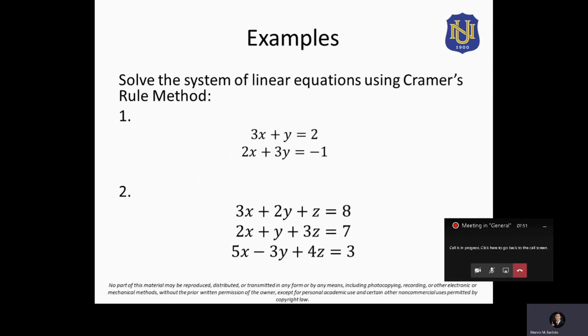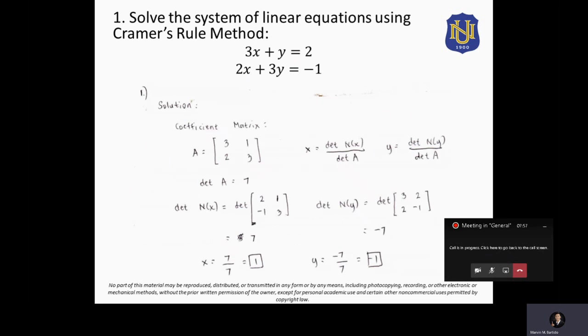Now, let's take this as an example. We're going to solve problem number 1 using Cramer's rule method. We have here two linear equations, and we are asked to find the variable x and the variable y. Using Cramer's rule method, we first need to write our coefficient matrix. The elements of our coefficient matrix are the coefficients of our equations, which are 3, 1, 2, and 3. So this is a 2 by 2 matrix.